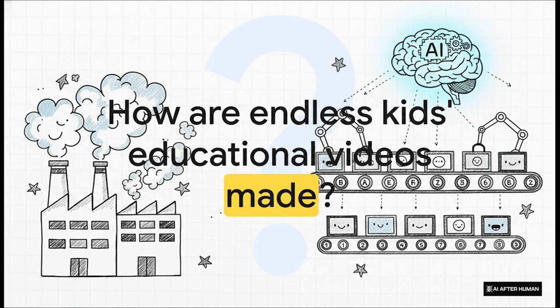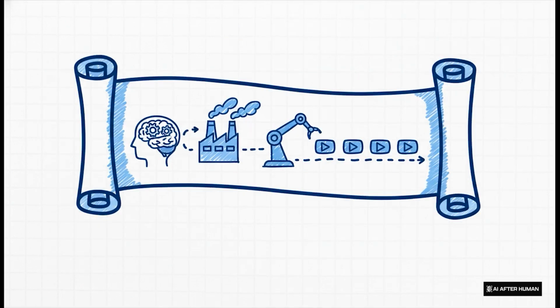how on earth are there so many educational videos for kids? You know the ones, simple, animated, and they just seem to multiply every single hour? Where do they all come from? Is there some secret factory just churning them out? Well, the answer is kind of yes, and that factory is run by AI. And today, we're pulling back the curtain on that exact blueprint.